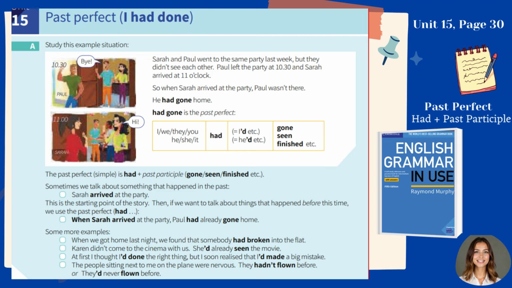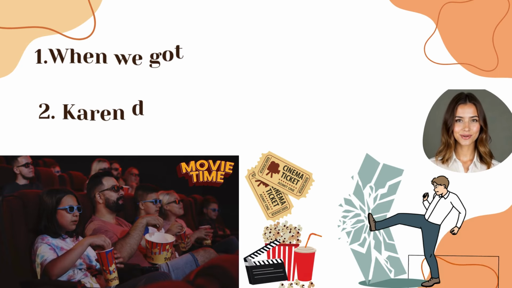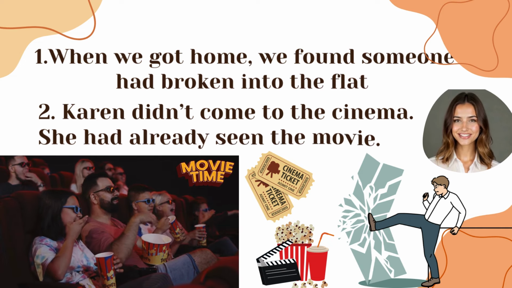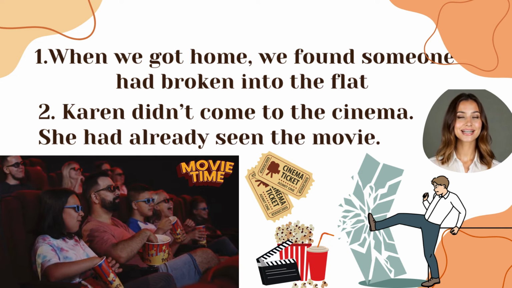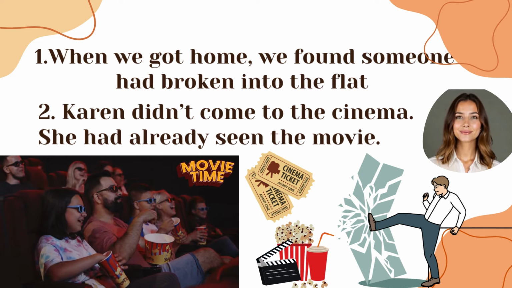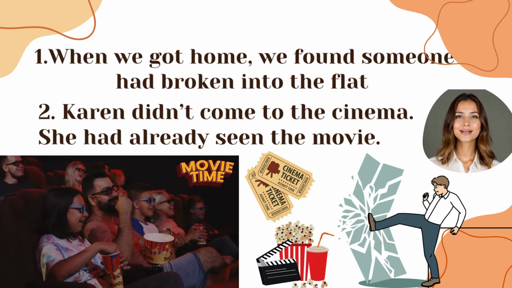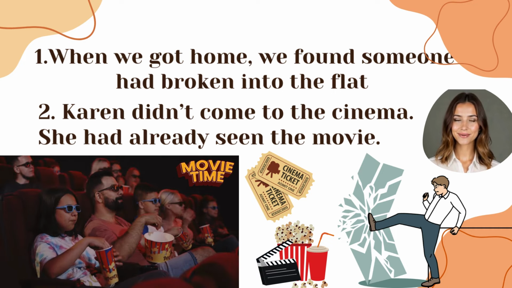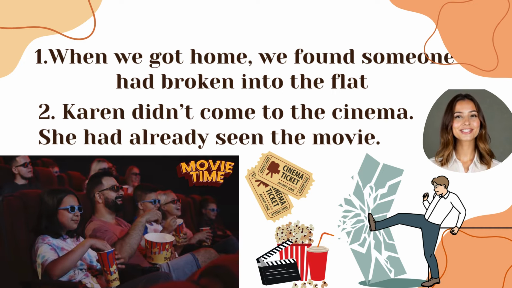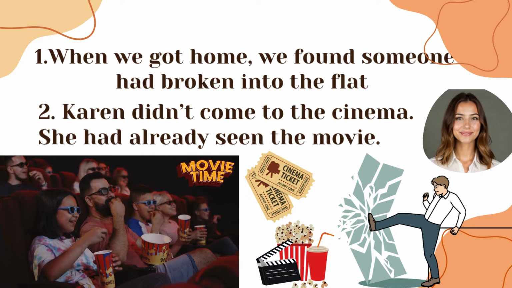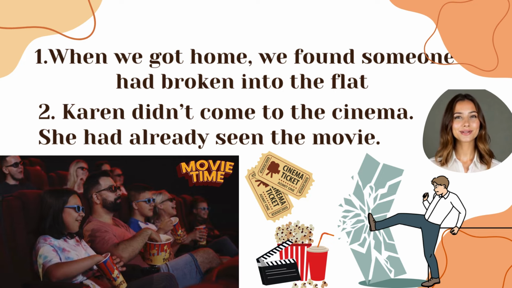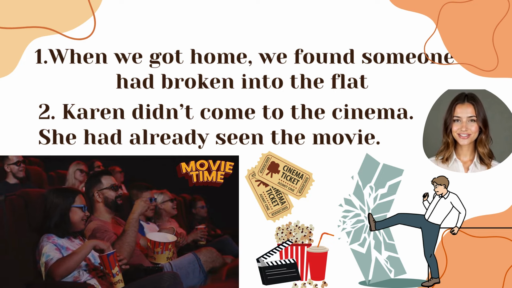Let's look at more fun examples. First example. When we got home, we found someone had broken into the flat. First, let's look at the two actions happening. Got home, past simple. Had broken into the flat, past perfect. What happened first? First, someone broke into the flat. This action happened before the people got home. Later, they got home and found that the flat was already broken into.